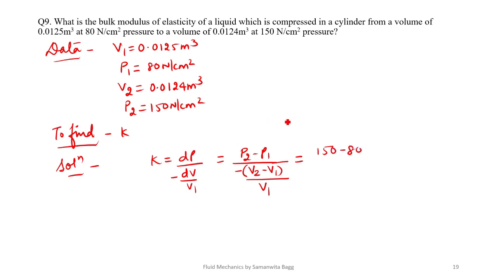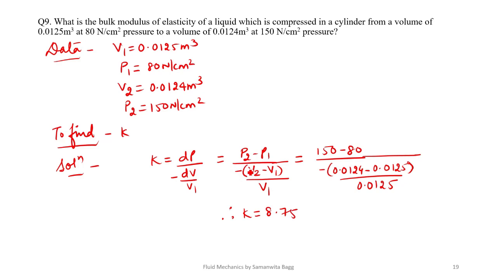150 minus 80 upon 0.0124 minus 0.0125 upon V1, that is 0.0125. When I solve this, I get the value of K as 8.75 into 10 raised to 3 Newton per centimeter square.